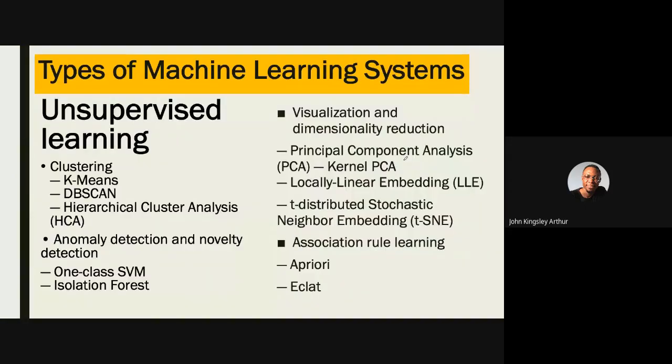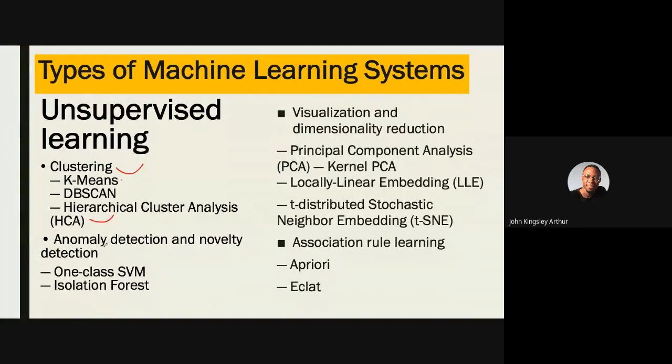Now let's quickly look at some examples of learning algorithms that are used for unsupervised learning. We have that for clustering, for example, K-means, DBSCAN, and hierarchical cluster analysis, which is simply put HCA.